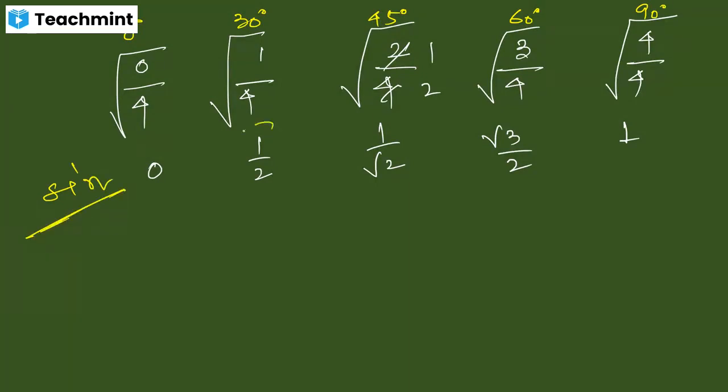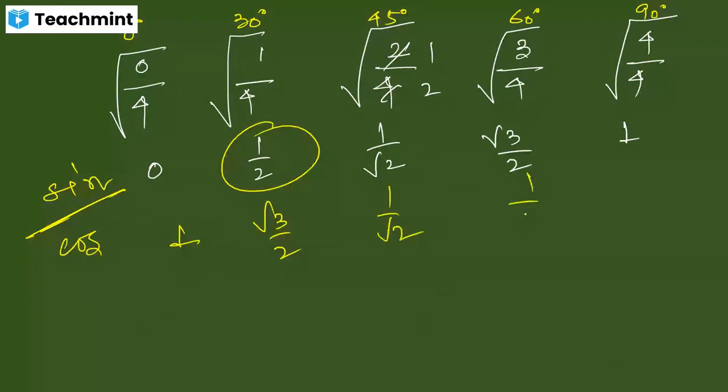So sin 30 is half. If you want the value of cos, just reverse the whole series. That is from 1, root 3 by 2, 1 by root 2, 1 by 2, and 0. Right? So sin 30 has the value of half. From this table we can understand. At first, write down the table.